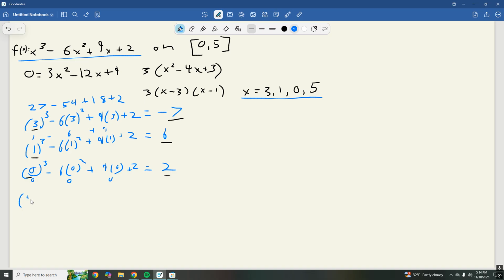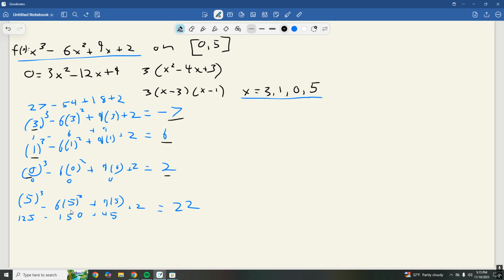Now I'll plug in our final one, which is 5. So 5 to the third power is 125 minus 6 times 5 to the second. 6 times 25 is 150, so minus 150, plus 9 times 5, 45, plus 2 equals 125 minus 150 plus 45 plus 2. That equals 22.